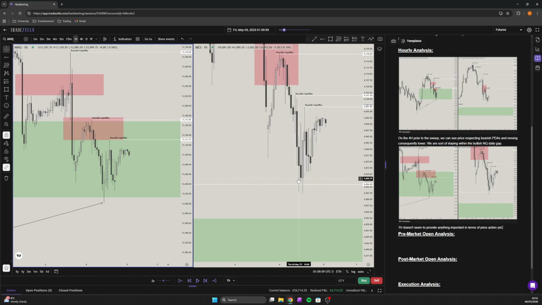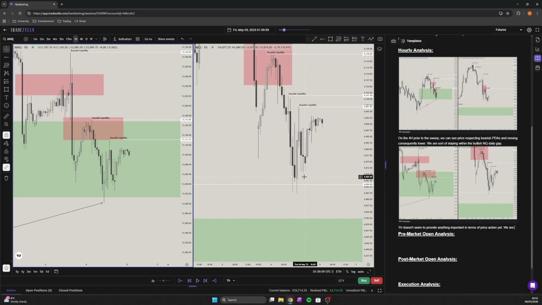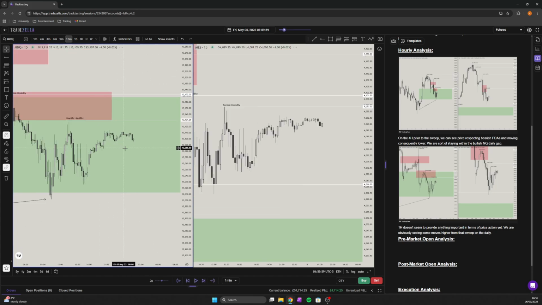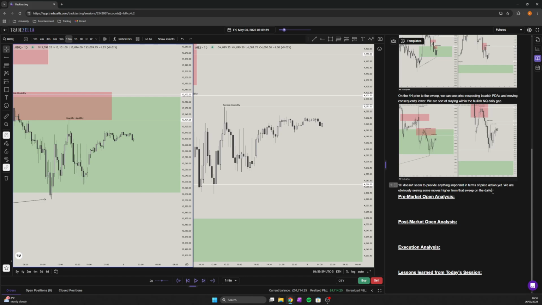We are obviously seeing some move higher from that sweep on the daily. That is clear. Obviously, we are moving higher now. So let's get into pre-market analysis.